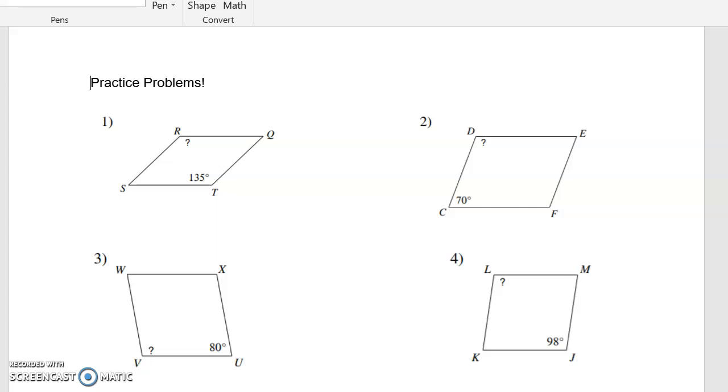All right, so the question mark in the quadrilateral here is what we are trying to find. So if I know that my bottom right angle is 135, and I'm looking for the opposite angle, we know that opposite angles are equal. So that means that this angle up here would also have to be 135.